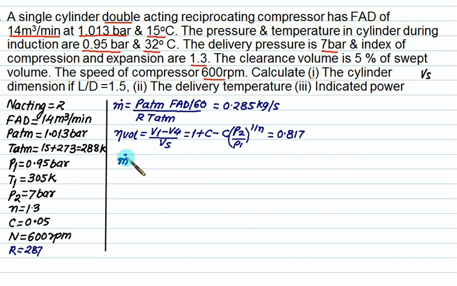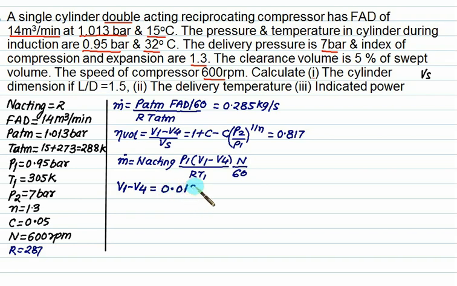Now we have another equation of m dot, which equals the number of acting sides multiplied by P1 multiplied by V1 minus V4 divided by RT1 multiplied by N by 60. So we can substitute everything into this equation and calculate V1 minus V4, which comes out to be 0.013 meter cube per cycle. So in one cycle the actual volume swept is 0.013.